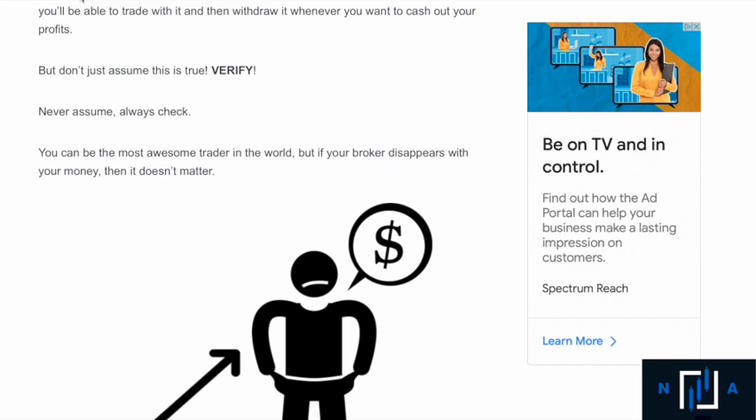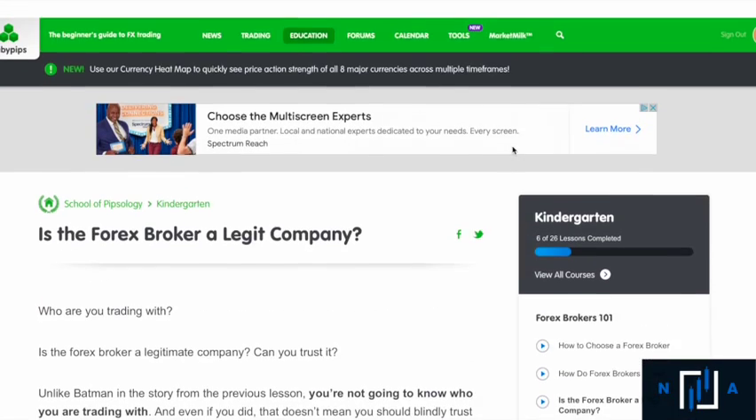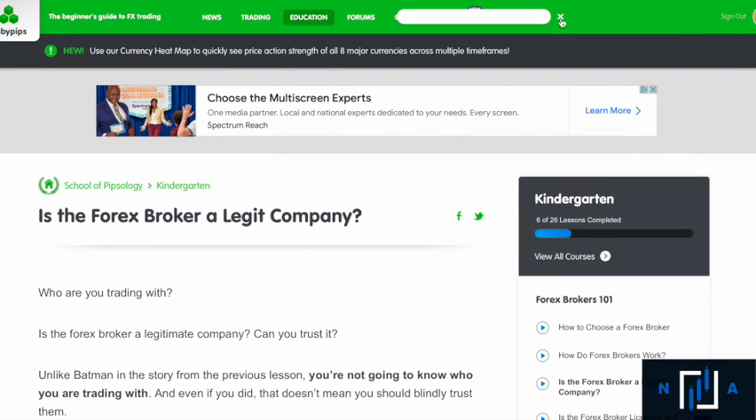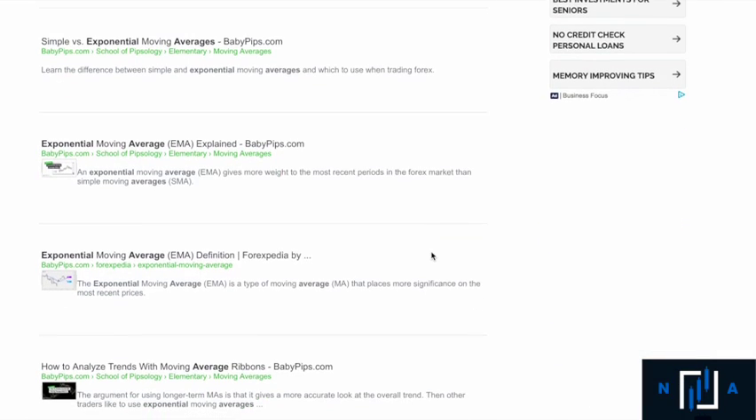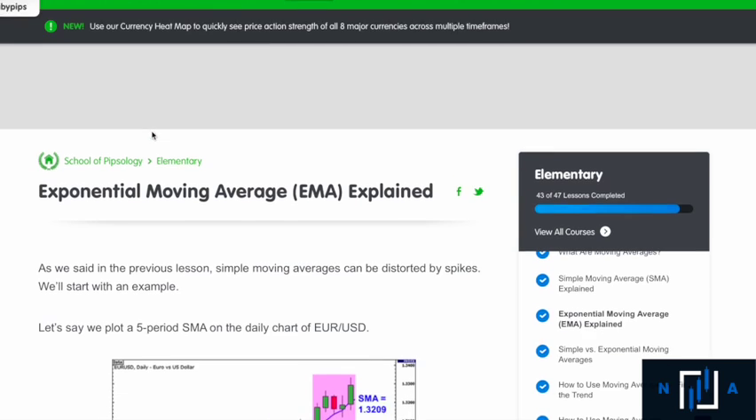Matter of fact, I'm going to take a quick second and jump onto Babypips and show what an EMA is. Exponential moving averages explained in Babypips.